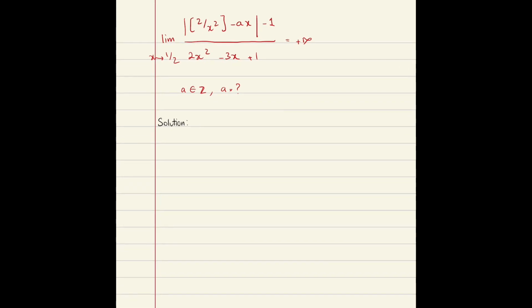As for the solution, we have to divide x approaching 1/2 into x approaching 1/2 from the right hand side and the left hand side. First off, we will see what the answer would be for x approaching 1/2 from the right hand side. The limit of the absolute value of square bracket 2/x⁴ minus ax minus 1 over 2x² minus 3x plus 1 is equal to positive infinity.